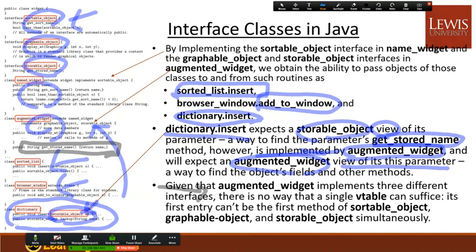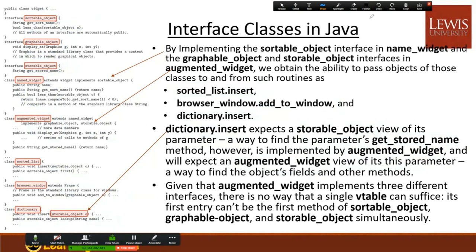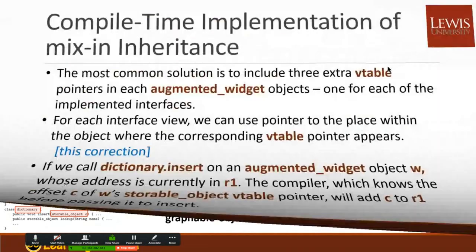So the augmented object implements three different interfaces. There's no way that a single vtable can suffice. The first entry cannot find the method of the storable object and graphic object simultaneously. So actually you need to consult multiple tables, because those tables may not be stored in augmented widget, and instead they will be stored in the interfaces. But at runtime you will try to find it.